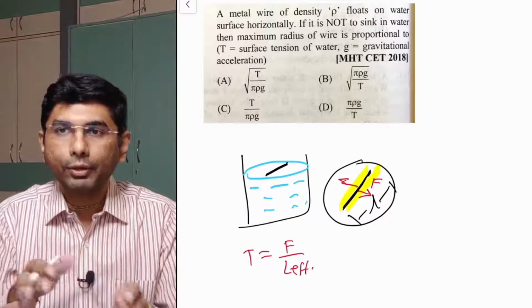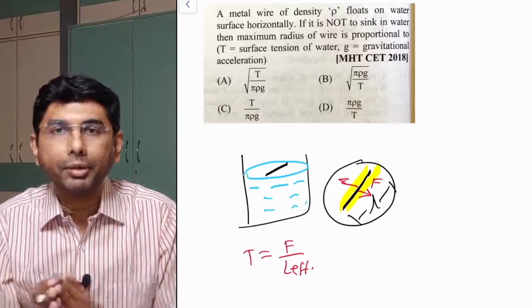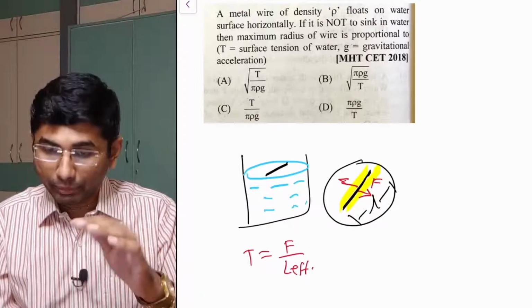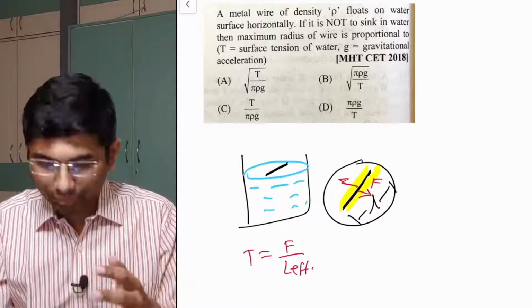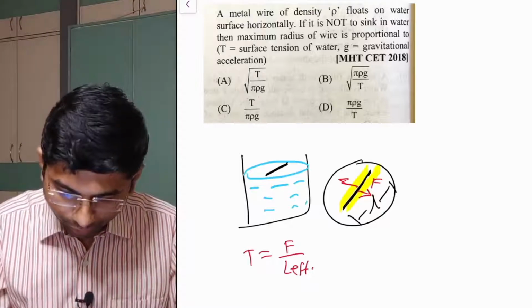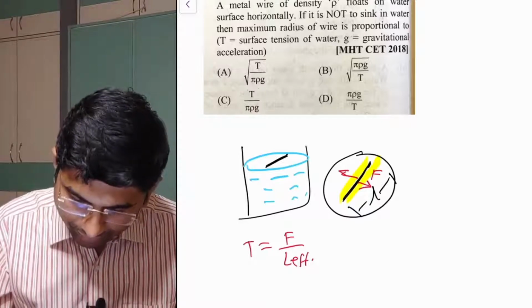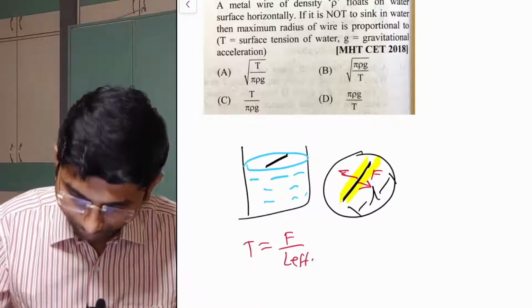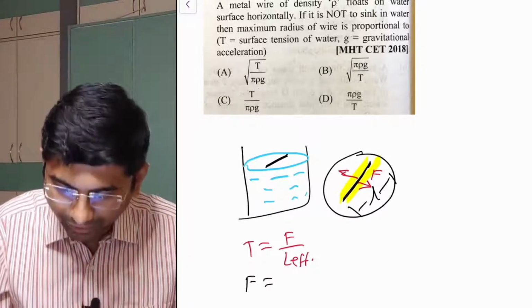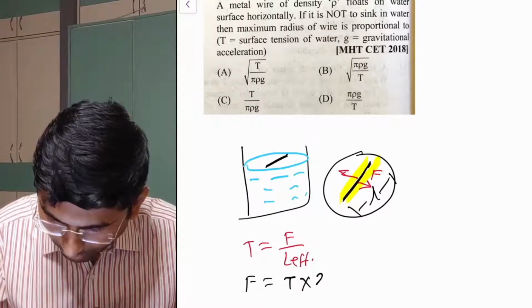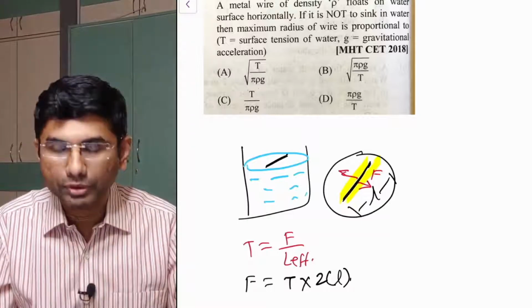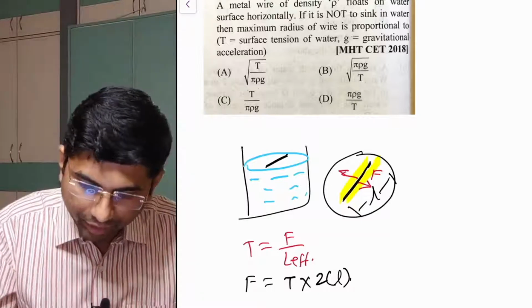On both sides I have to consider the length. That's why the effective length will be taken as twice L. But I will show you that by taking twice L, I will not get the answer. First we will see the answer by taking it to be twice L. In that case, the force exerted on the surface will be T into twice L. That's the force.